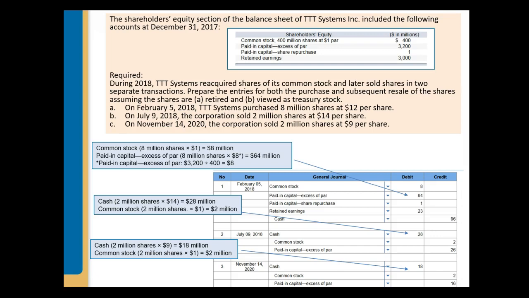Then on November 14th, the corporation sold 2 million shares at $9 per share. Again, we're going to do the same thing. Debit our cash for the full amount, 2 million at $9 per share. We credit common stock just for the par, and then credit our paid-in capital in excess of par.